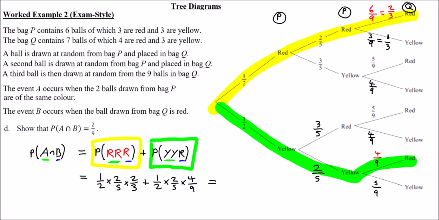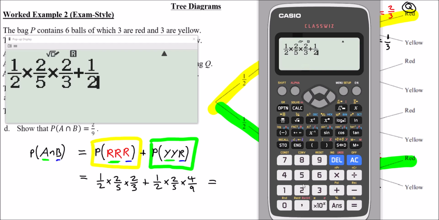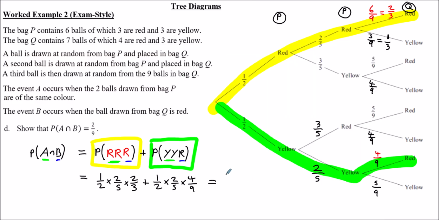So if we do this calculation and add them all together, so a half multiplied by 2/5 times 2/3 plus a half multiplied by 2/5 multiplied by 4/9 gives us 2/9.